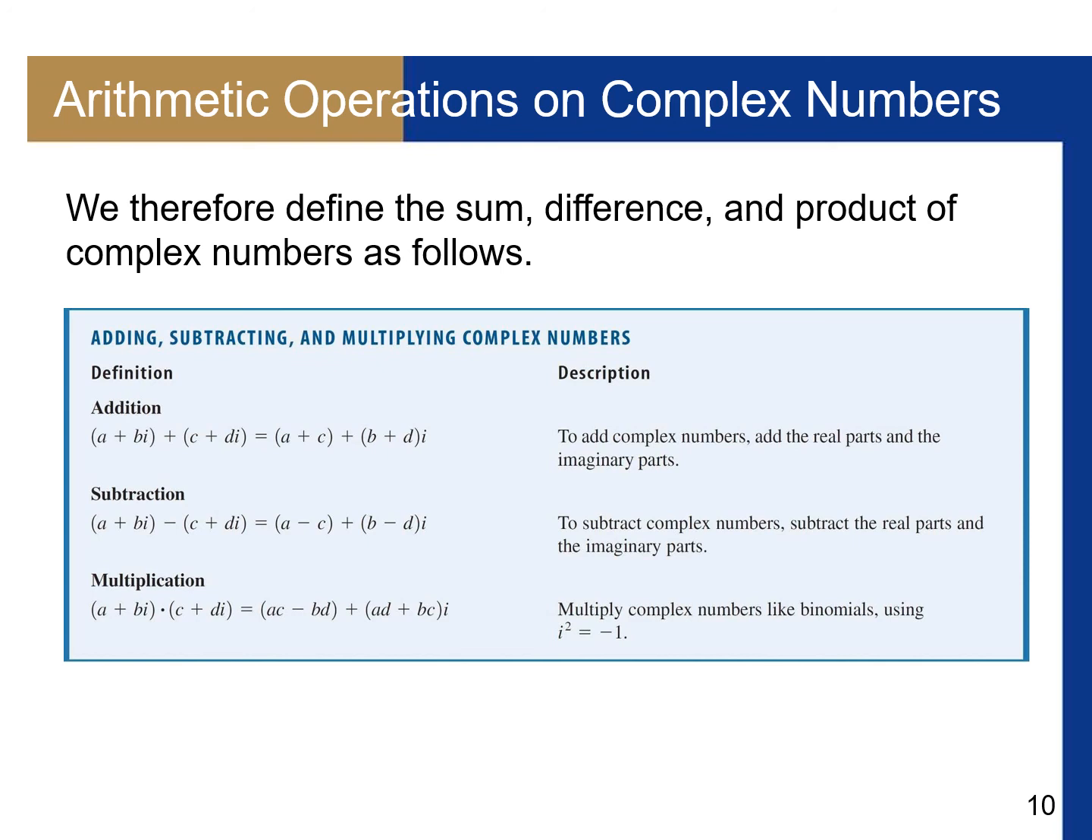So when we're adding, subtracting, multiplying and dividing, we'll look at addition. You're going to add together your real parts and add together your imaginary parts. Same with subtraction, but you have to remember that you have to distribute your negative through first. And then when you multiply, again, we notice that this minus bd is because we had that i squared.